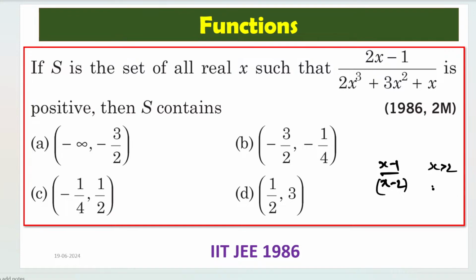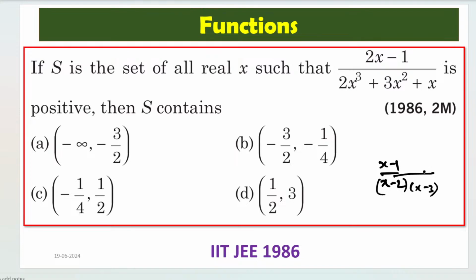(x minus 1) by (x minus 2) into (x minus 3). Now when is this one positive? When is this positive now? x greater than 3 and x can't be less than 0 sir because it will be negative again.